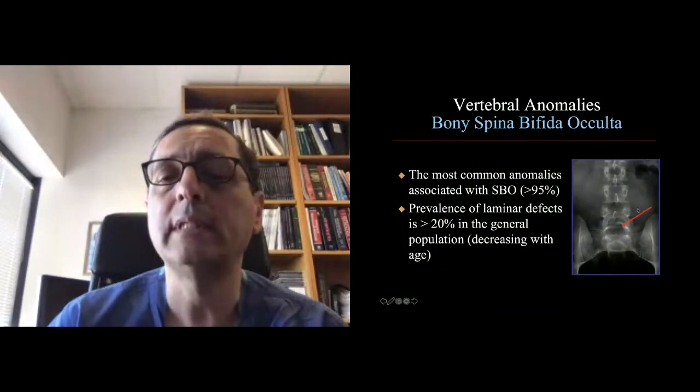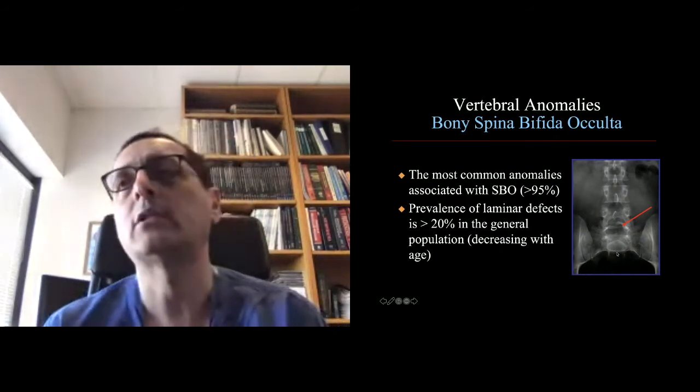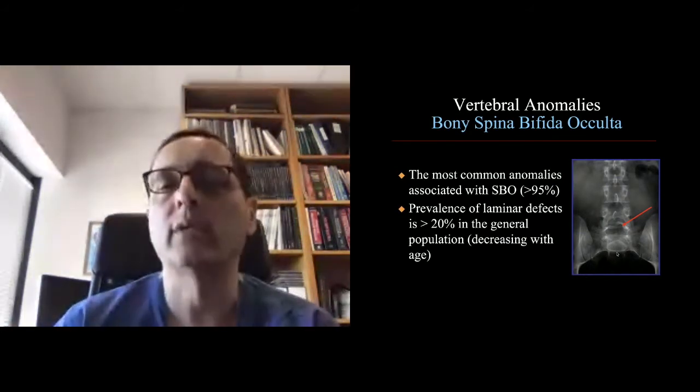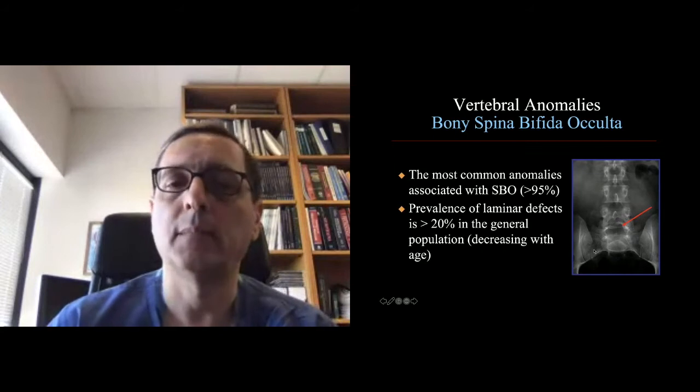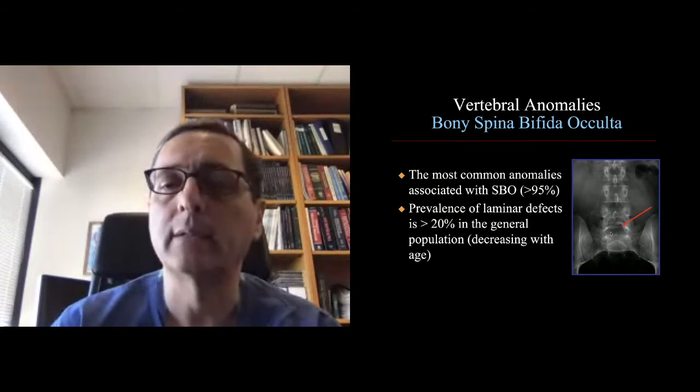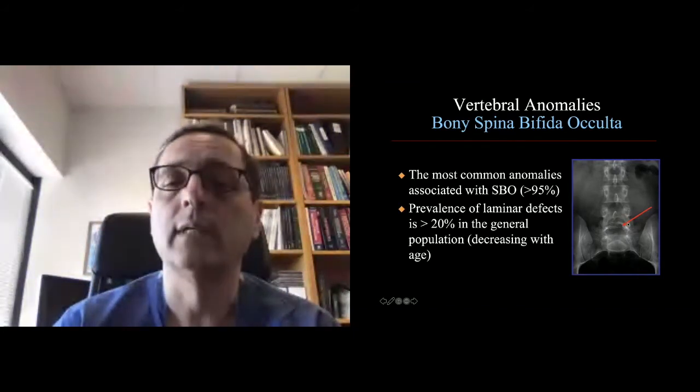However, when you see these vertebral anomalies in isolation, oftentimes they're normal variants, which means that if the child does not have a skin marker, if he doesn't have problems with the legs or the bladder, and we just see this anomaly on the spine and on an X-ray, an MRI is not usually indicated.